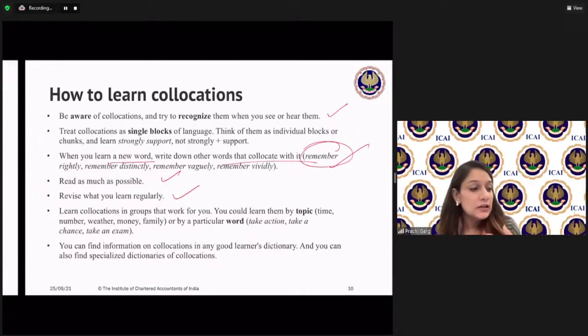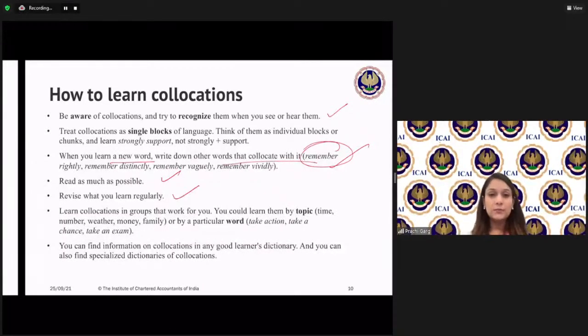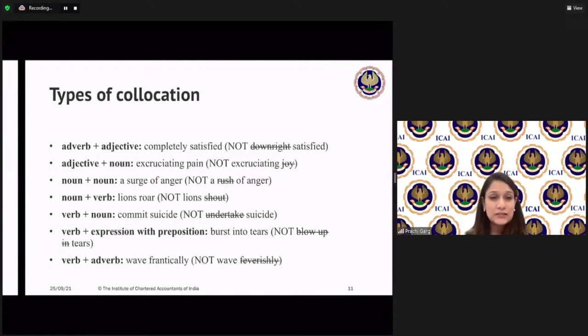What it means is that you can remember collocations related to time, number, weather, money, family, or by a particular word, just the same way we did phrasal verbs. So you have all the phrasal verbs starting with look, give, and the table has been made separately. You can find information on collocations in any good learner's dictionary. You can also find specialized dictionaries of collocations, right? And these days you have the internet, so you can easily find anything.